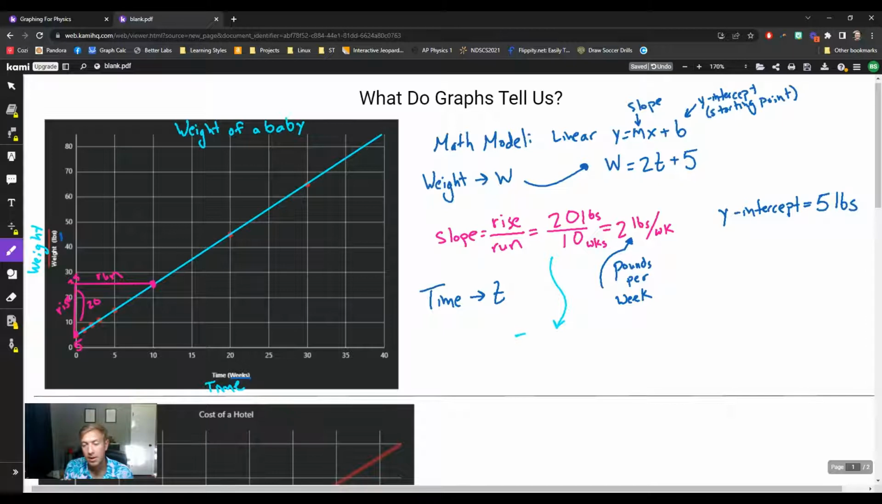The slope tells us every week, the baby, we'll just call it a baby. I don't know. I made this data up. The baby gains 2 pounds. So the baby's getting heavier. The baby's growing. That's great. Now, what does the y-intercept tell us? Well, the y-intercept tells us when weeks was 0, when time was 0. Well, when would that be? Oh, well, that would be when the baby was born. When the baby was born, it weighed 5 pounds.